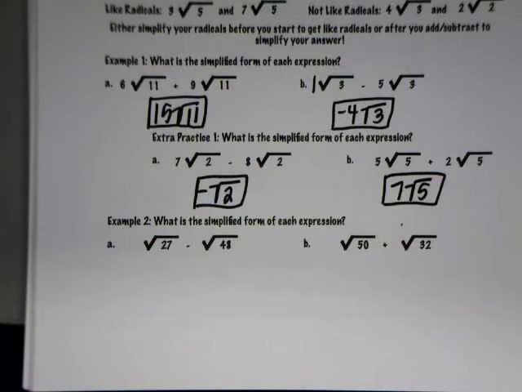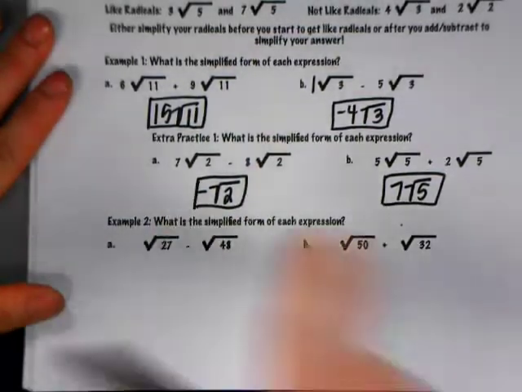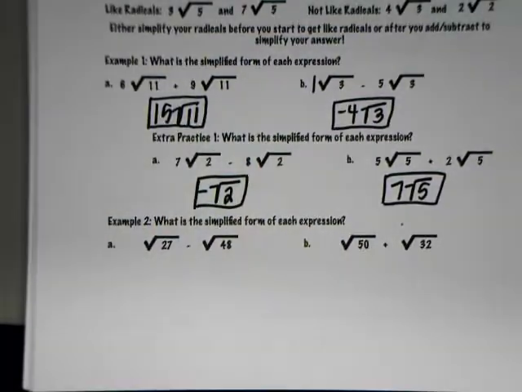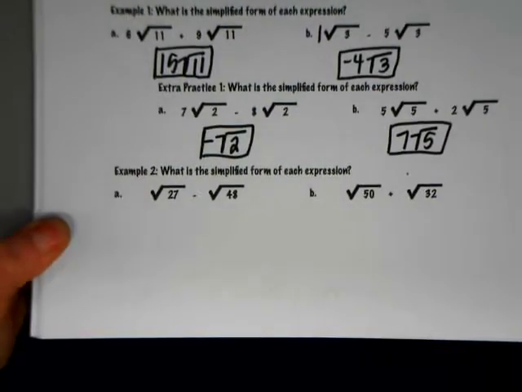Okay. So now, if you do not have like radicals like these ones, what you're going to do is try to break them down separately and see if you can make like radicals. Okay? Remember, for A, did you put negative 7 or negative 1? Oh, I didn't put, so it's just negative radical 2 or negative 1 radical 2. Yeah, if you want to put the 1, that's fine. All right, so here we're going to try to break those down and see what we get.